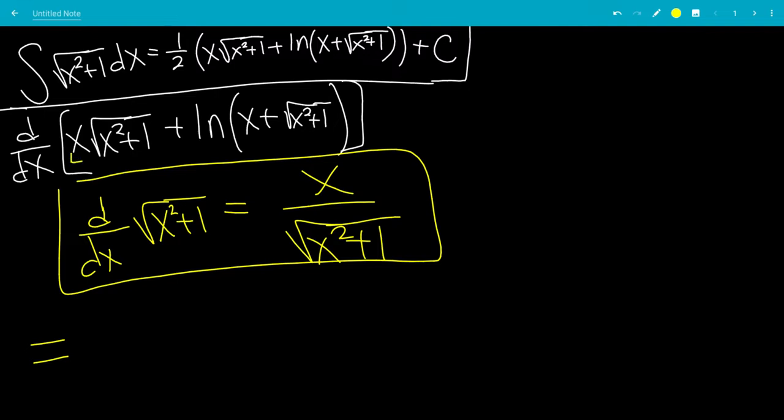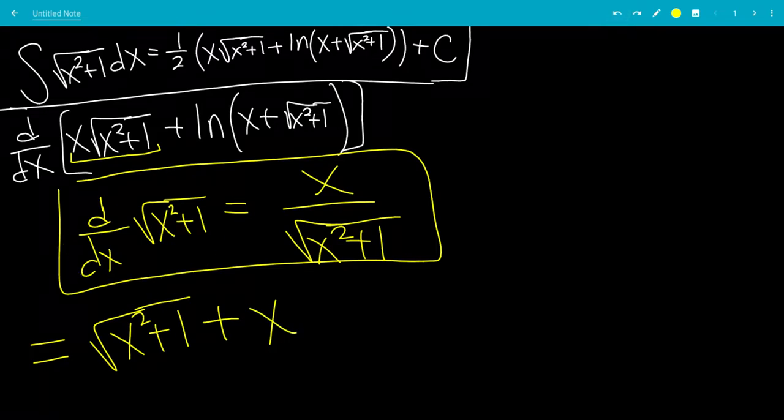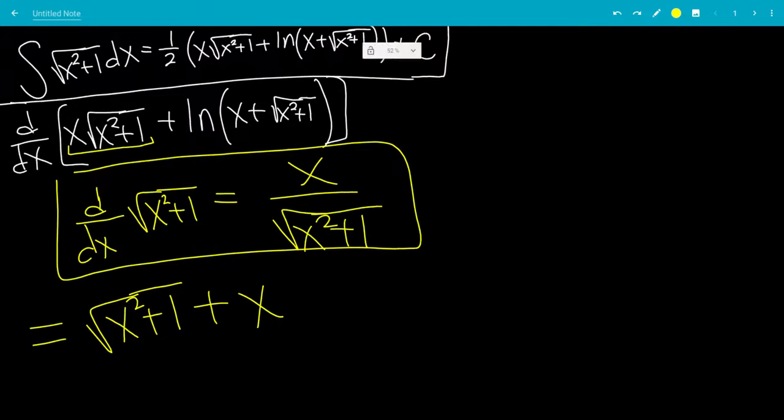So now, doing this, x times the square root of x squared plus 1, that's a product rule. We'll take the derivative of the first, which is 1 times square root of x squared plus 1, plus x times this derivative, which now I know it's x multiplied by x over square root of x squared plus 1. X times x is x squared over the square root of x squared plus 1.